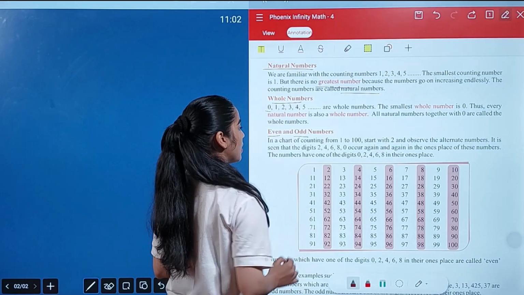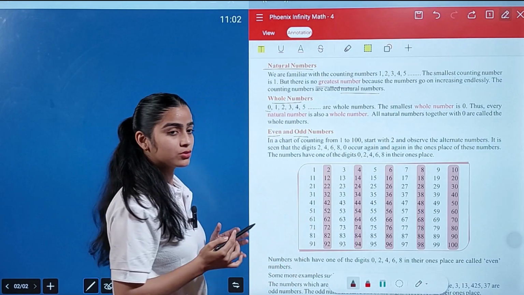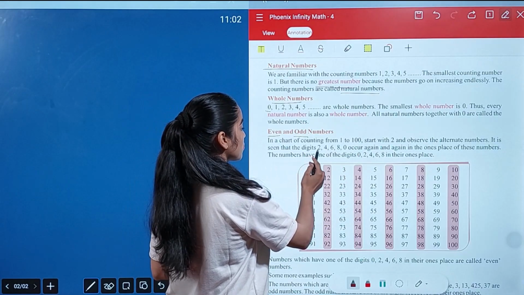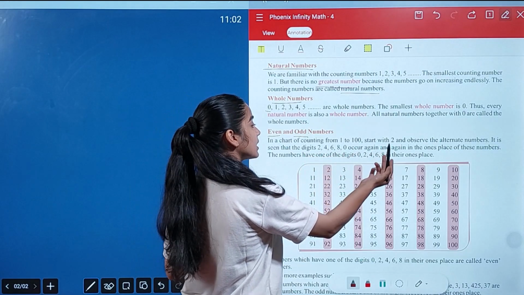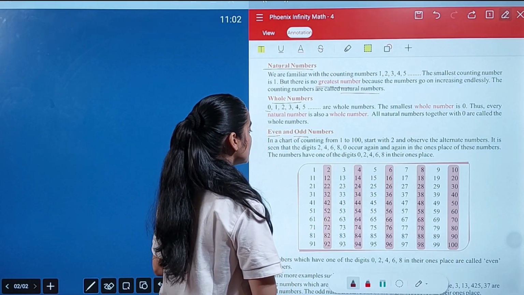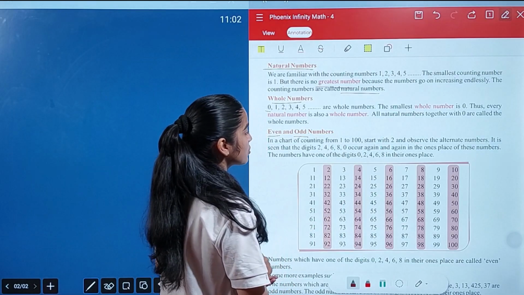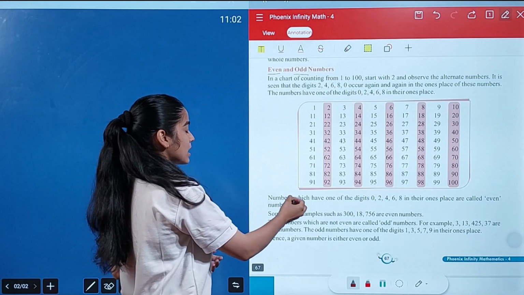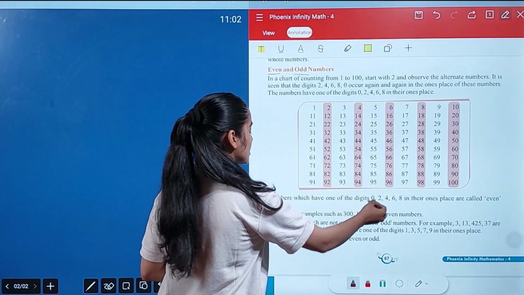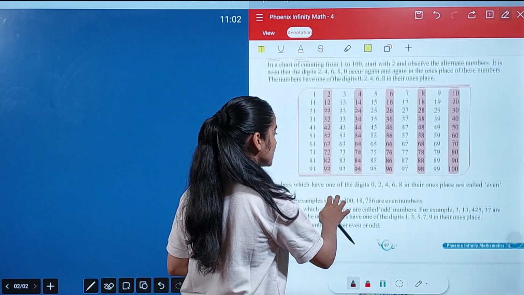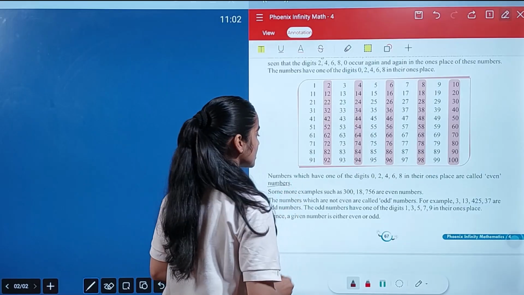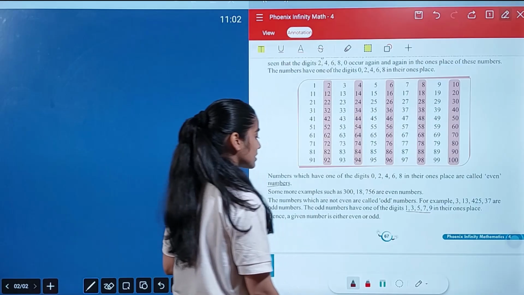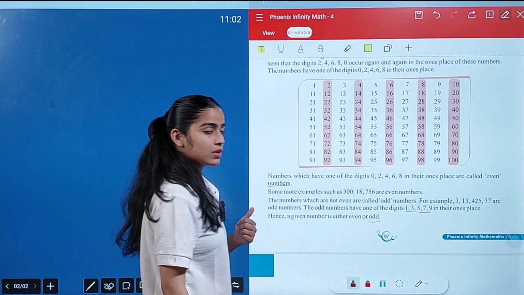In a chart of counting from 1 to 100, start with 2 and observe the alternate numbers. It is seen that the digits 2, 4, 6, 8, 0 occur again and again in the ones place of these numbers. Numbers which have one of the digits 0, 2, 4, 6, 8 in their ones place are called even numbers, and those numbers which have 1, 3, 5, 7, 9 in their ones place are called odd numbers. So we have even and odd numbers.